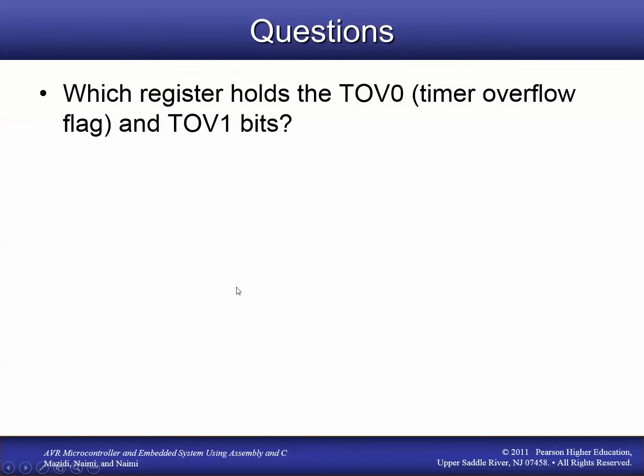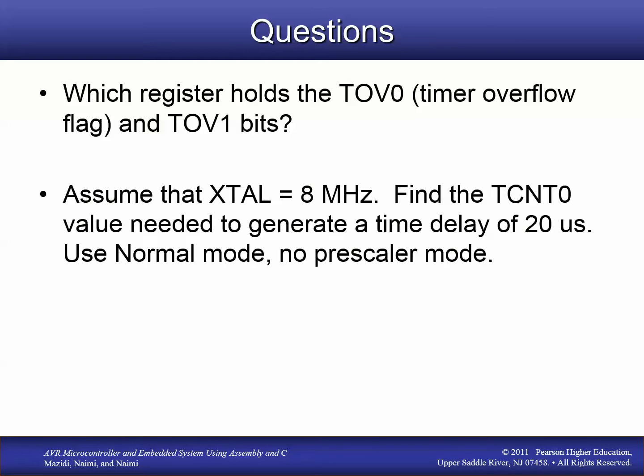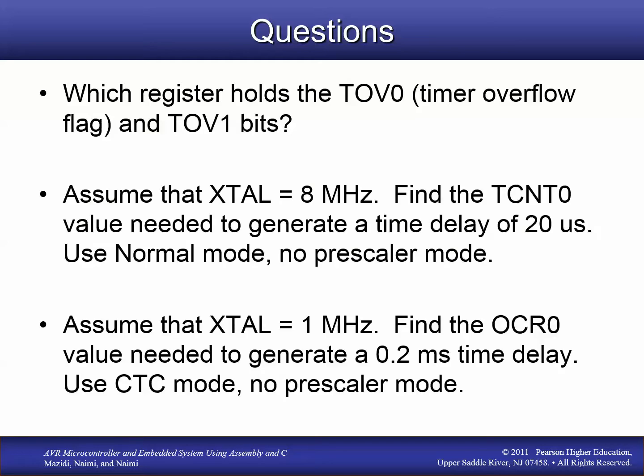So question. Again, which register holds the TOV0 and TOV1? Okay. We already did this in the previous video. So I guess the difference is if we have a 1 megahertz crystal, find the OCR0 value needed to generate a 0.2 millisecond time delay. Use CTC mode and no prescaler mode.